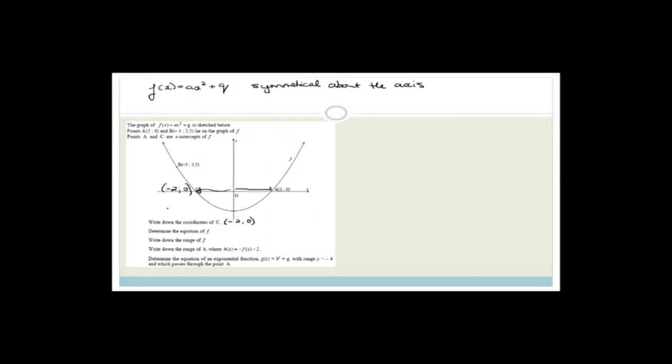Okay, now it says determine the equation of f. Now, if you think about it, f of x could be written as a times x minus b times x minus c. In other words, we can have some graph that goes through these points but could be a lot steeper, or it could have a graph that goes through the same points and is a lot shallower, right? So remember that a tells you how steep or shallow the graph is. It's the gradient. And these points here are where they cut the x-axis.